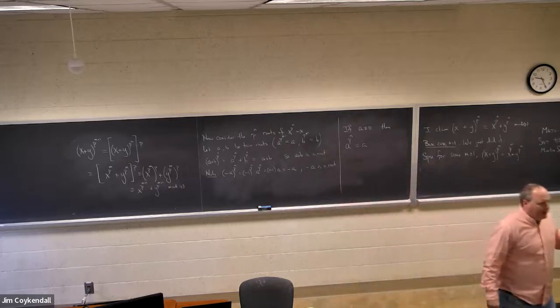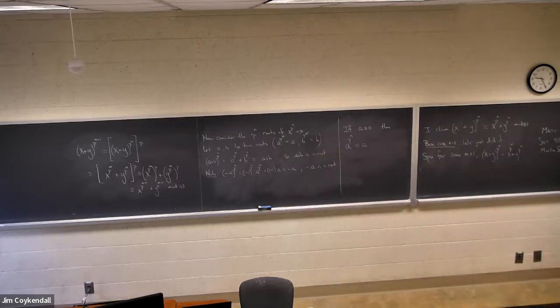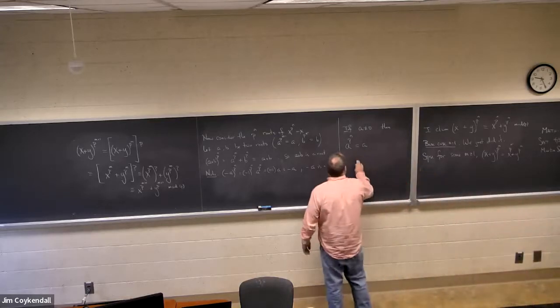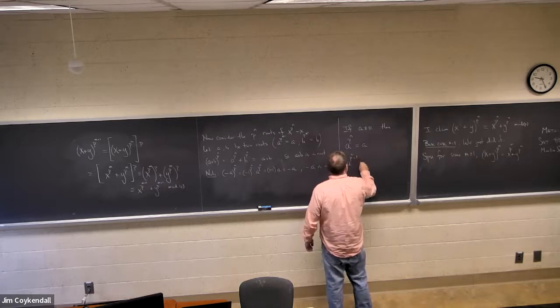By the way, I say if A is not zero because I'm building up to something, but let me point out that zero to the P to the N equals zero. So zero is also a root of this. But suppose I have some non-zero root of this, divide by A, and I have A to the P to the N minus one equals one.